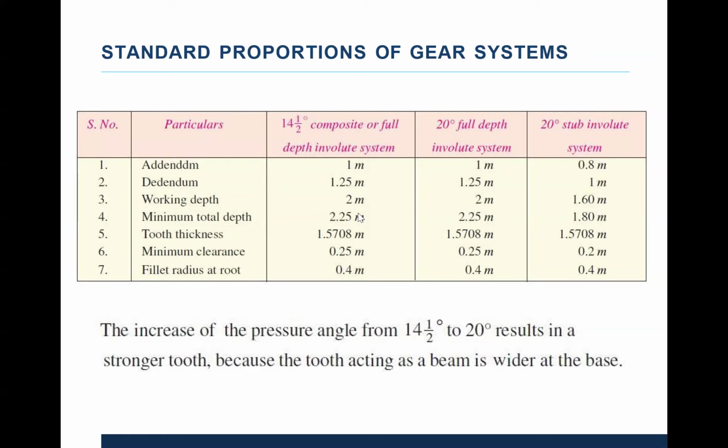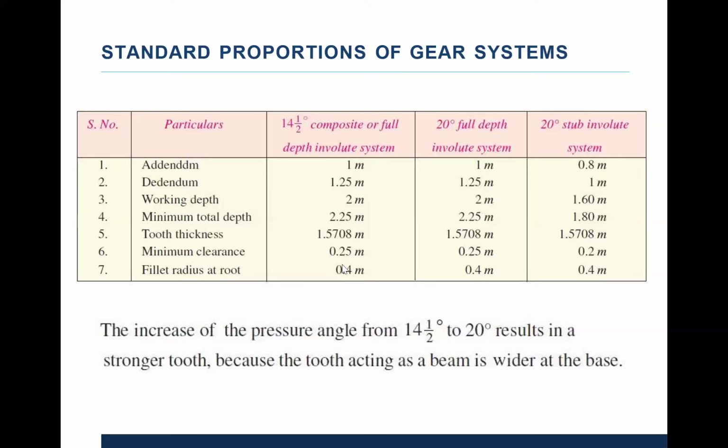Okay. Now, the dedendum value is 1.25 module in case of the 14.5-degree full depth system. In case of 20-degree, again it is 1.25, and for 20-degree stub involute, one module. Working depth is 2 module, whereas in the stub involute system it is 1.6 module. Now, minimum total depth, okay, that is 2.25 modules in case of 14.5 degree. Again, for 20 degree it is the same, okay, and for the 20-degree stub system it is 1.80. Then tooth thickness is 1.57 times module for all these cases.